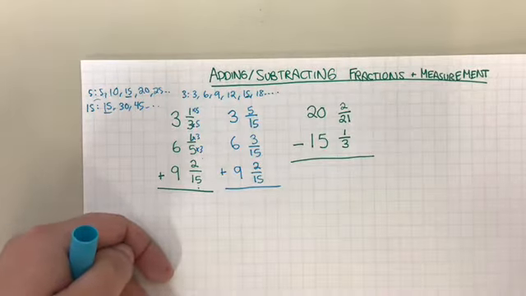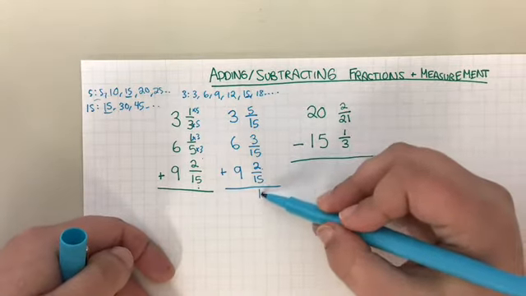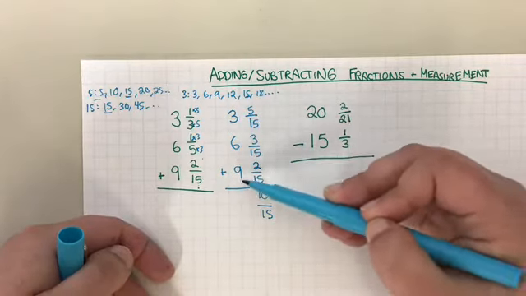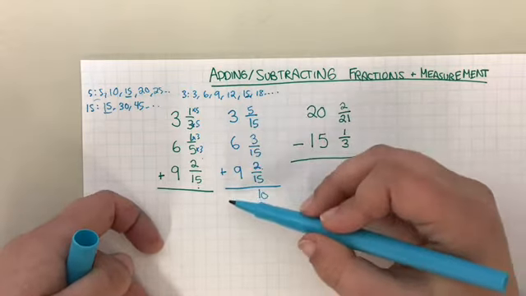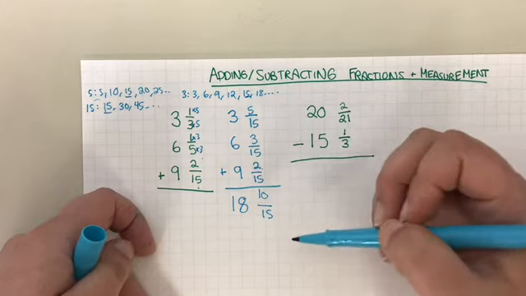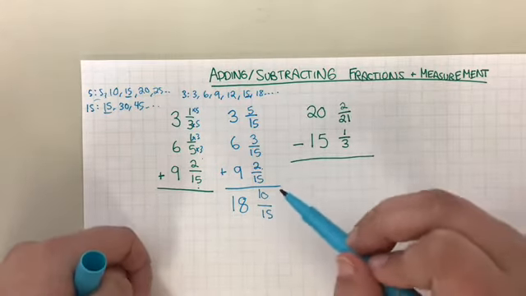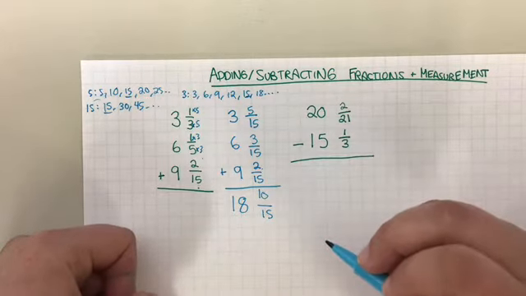There we go. Now I can add my fractions. 5 plus 3 plus 2 gives me 10. So I have 10 15ths. And 3 plus 6 plus 9 gives me 18. So I have 18 wholes and 10 15ths. I am almost done, but there's one more thing I need to do. Think about it for a minute, pause the video, see if you can figure it out.